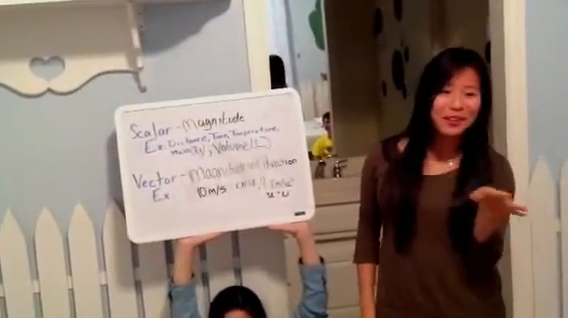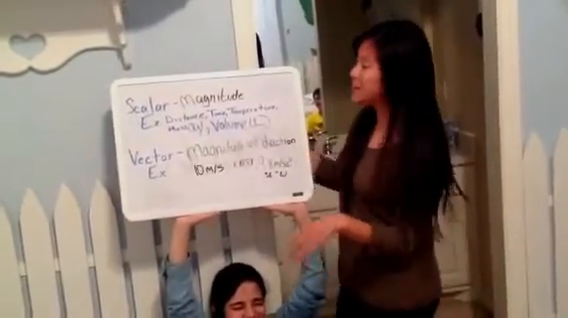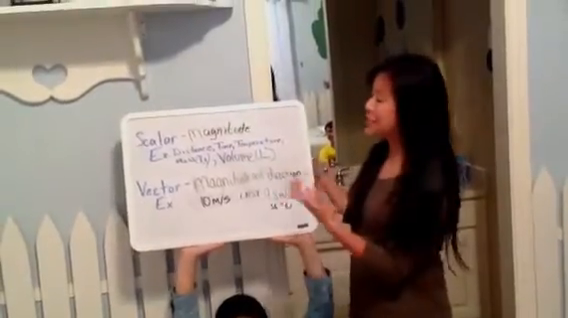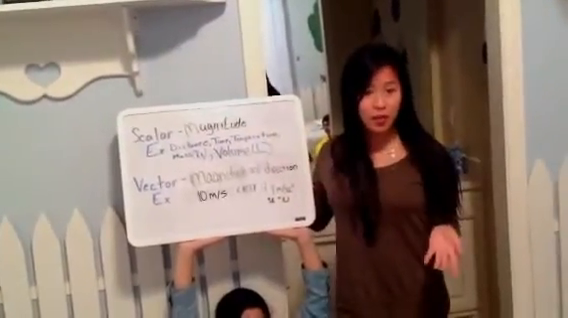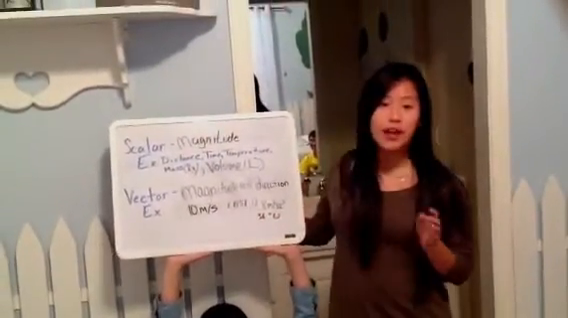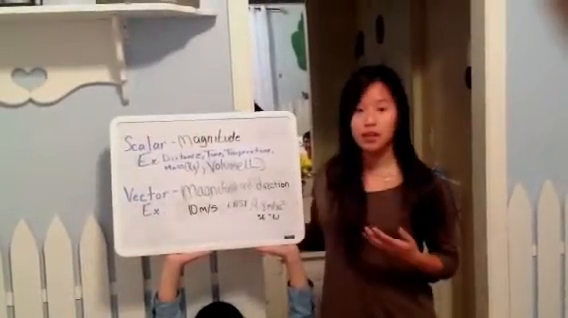Today we are going to be doing an introduction to vectors, starting with the quantities. A scalar quantity includes magnitude. An example of this would be distance, time, temperature, mass, or volume. Now vector quantities include magnitude and direction. The direction is the major difference between vector and scalar quantities.